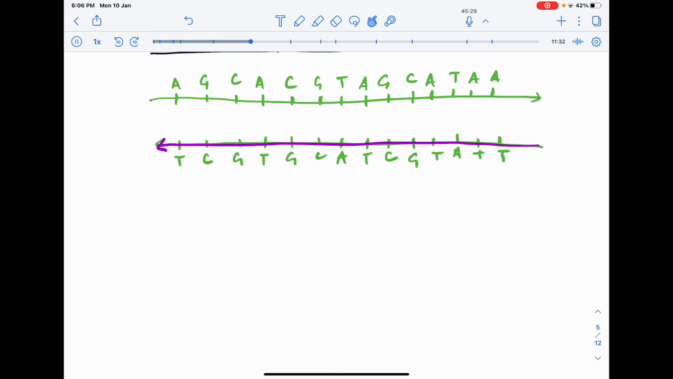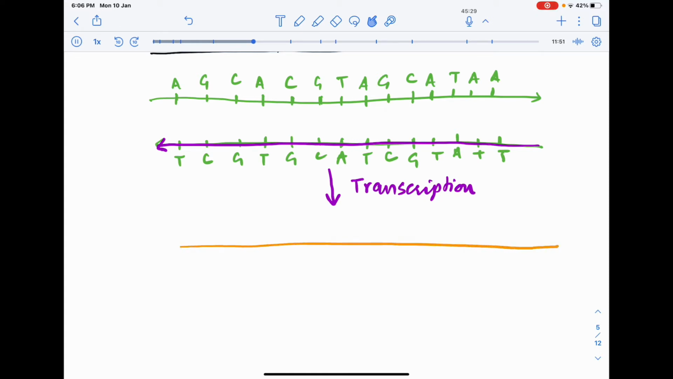And an mRNA molecule is made by a process called transcription. An mRNA molecule synthesized will have a complementary nucleotide sequence on it. However, instead of thymine, it will have uracil. And instead of deoxyribose nucleotides, it will have ribose nucleotides.